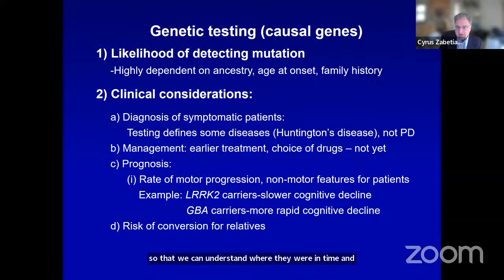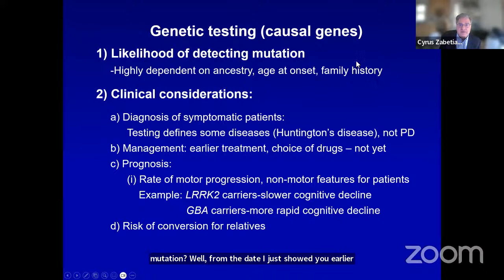I'm going to touch briefly on genetic testing. And I think when I'm ordering genetic testing or thinking about it, there's several things that go through my mind. And a lot of these points apply to many diseases, not just neurological diseases, not just Parkinson's disease. So the first thing is, how likely am I to detect the mutation? Well, from the data I just showed you earlier, that depends on several factors.